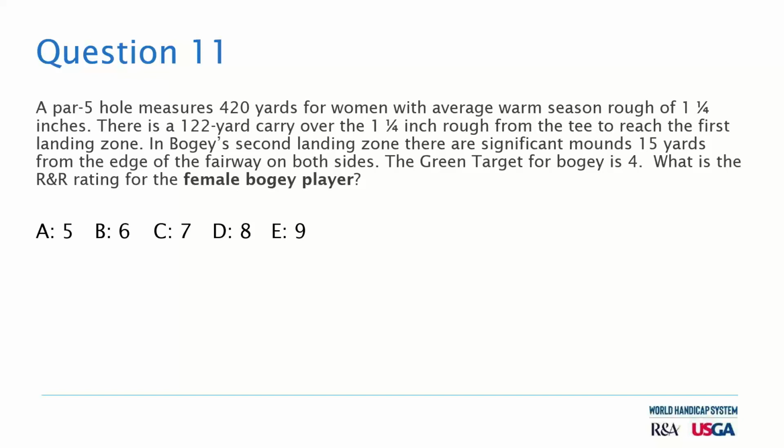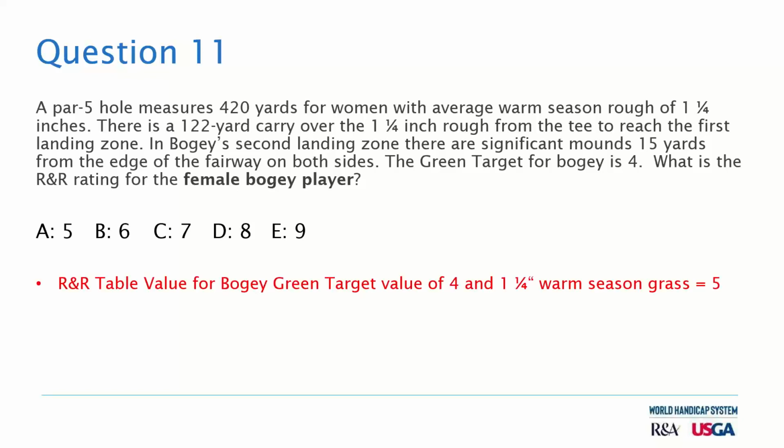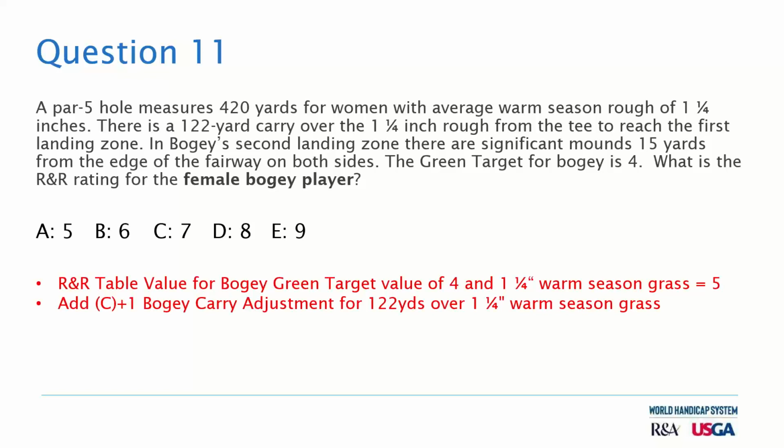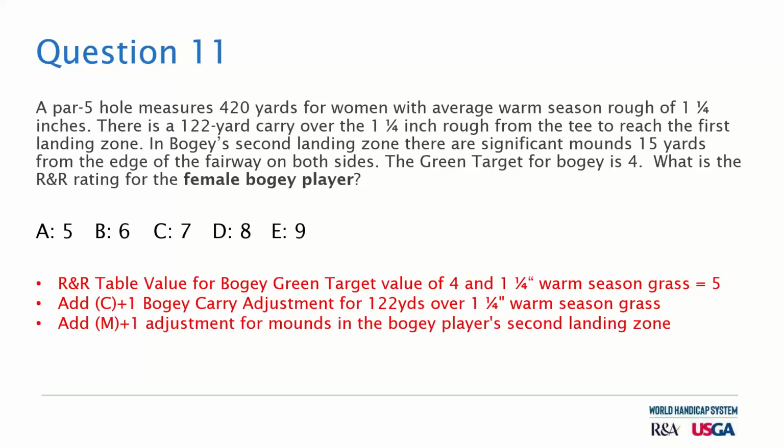So the first thing we typically do, when under any obstacles, is look at the table value. We've already given you the green target value of 4, and that the rough is 1 1/4 inch warm season. So for a bogey woman player, that gives us an R&R table value of 5. Now we look at adjustments. The first one is that 122-yard carry over the 1 1/4 inch warm season rough. That barely qualifies. Anything under 120 wouldn't have got this adjustment, but because it's over 120, it does get the +1 adjustment for carry.